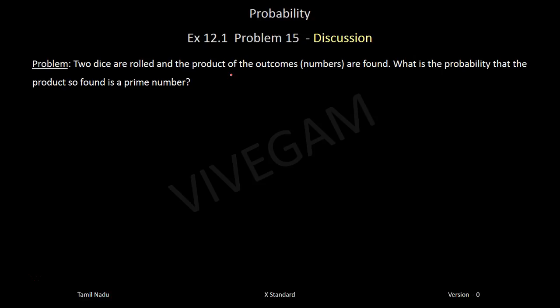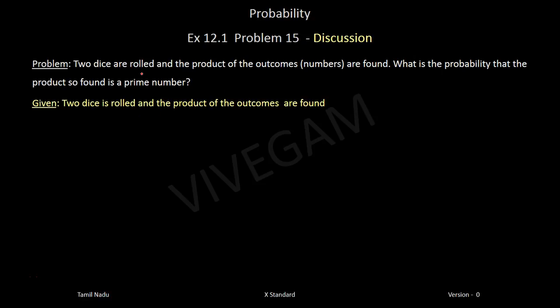Okay, so how will we do? First, we'll have to list out all the possible outcomes. Basically, the first die can come up with 6 outcomes. The second die can come up with another 6. So 6 into 6, 36 outcomes are there. List it out and find out the product where it is a prime number, and list out that and find how many outcomes are there where the product forms a prime number, and thereafter you can find the probability. Okay, just keep that in the back of the mind, we'll work it out.